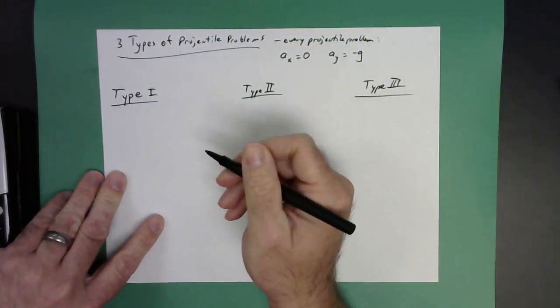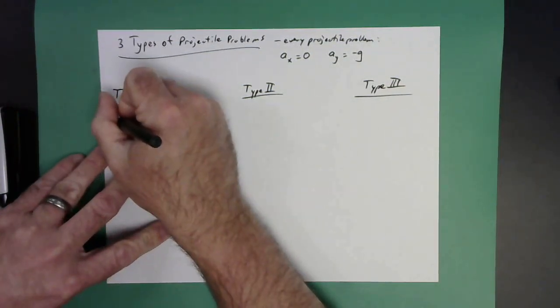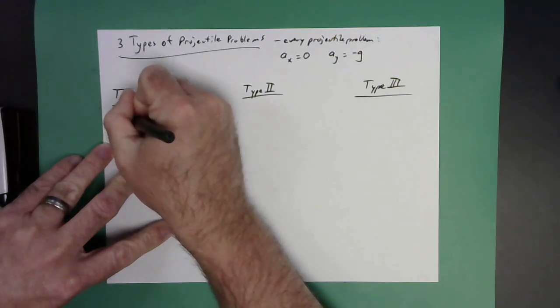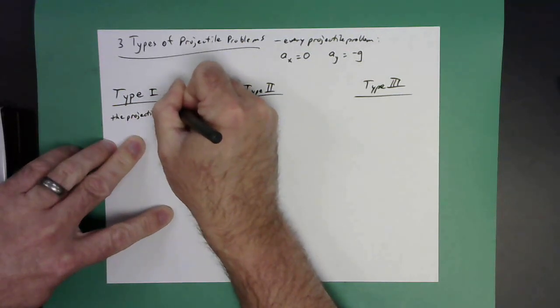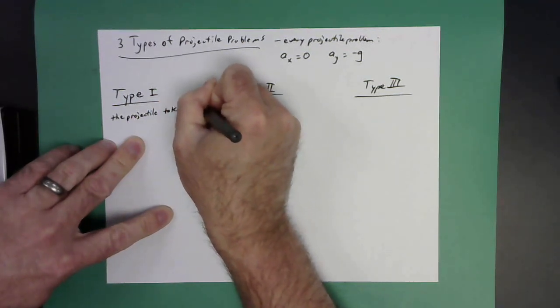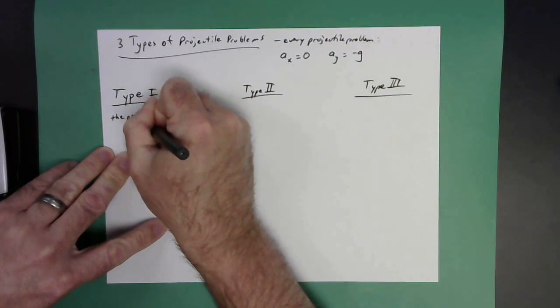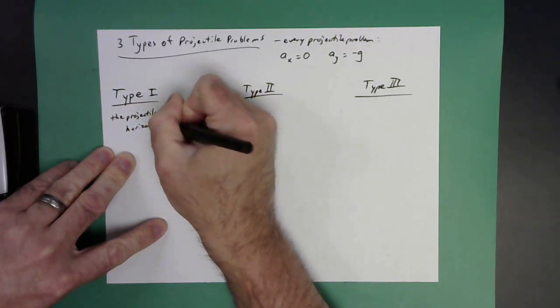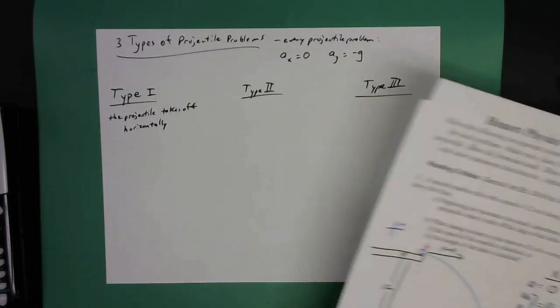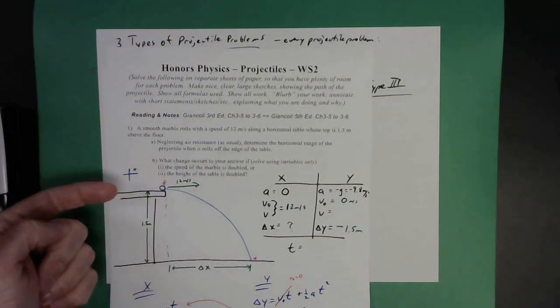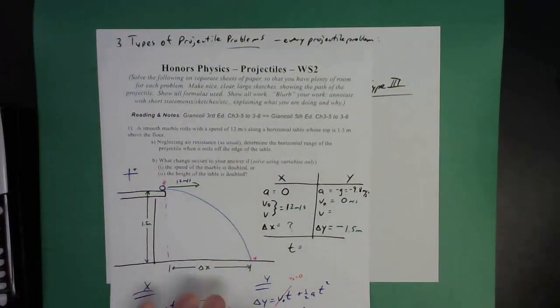Okay, a type 1 projectile problem. A type 1 projectile problem is a problem where the projectile takes off horizontally. This is what the projectile type was like in most of the previous problems in this problem set. You say, hey, in problem 1, that projectile took off horizontally. It rolled off the table going sideways.